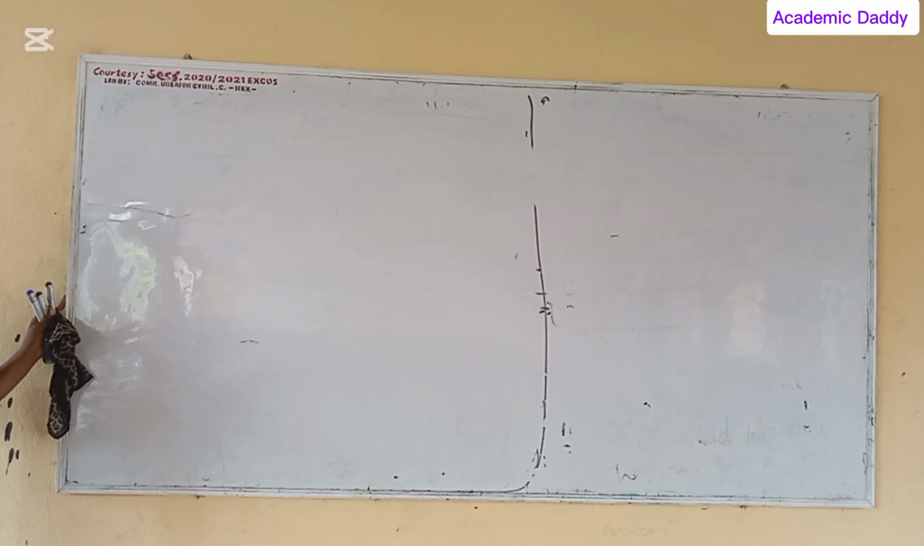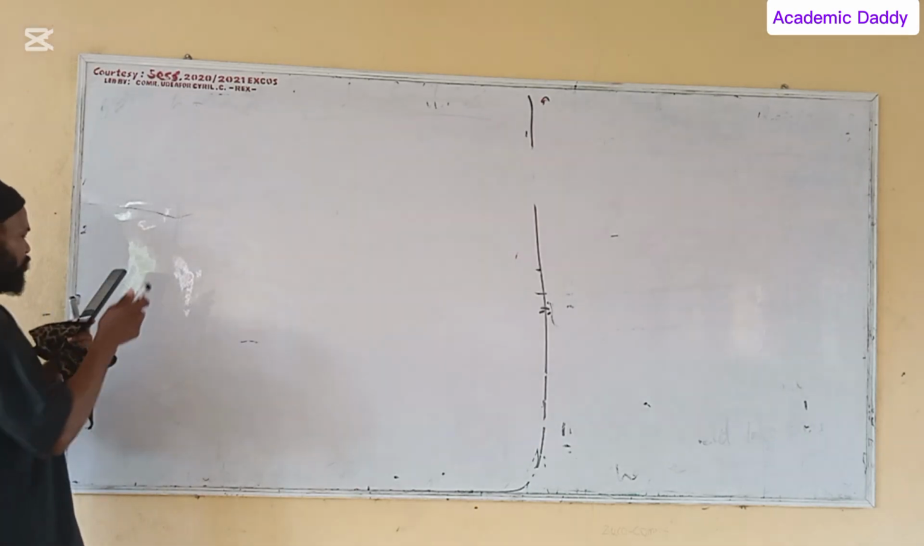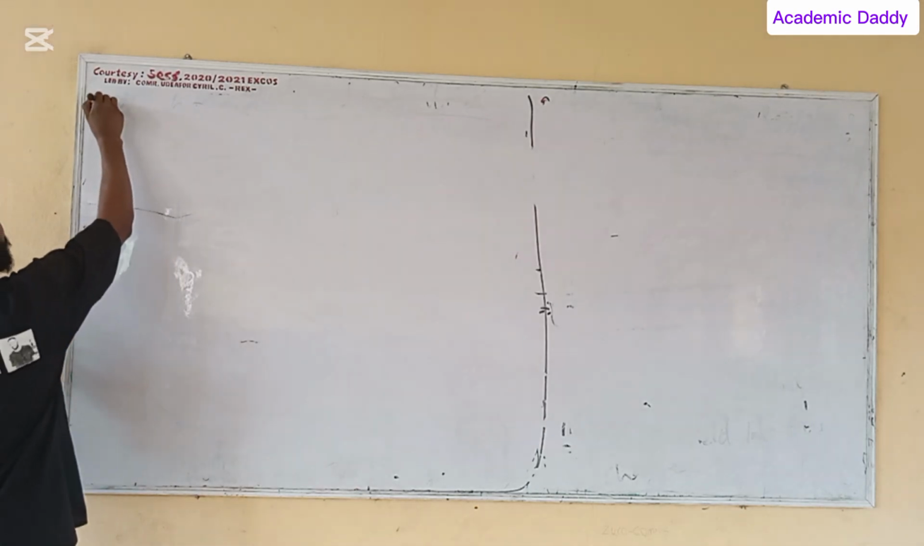Okay, they said draw electrostatic field lines, for two nearby positive and negative charges.